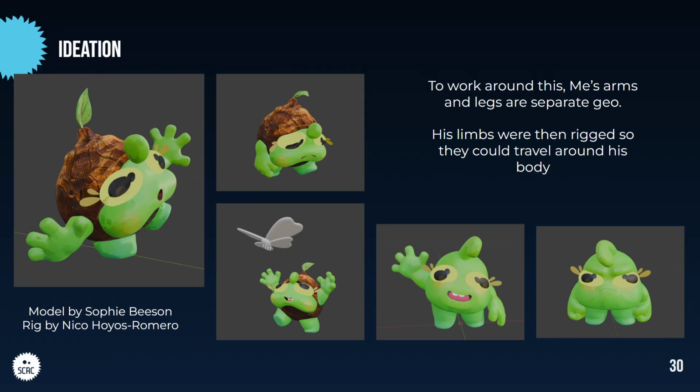But if that conversation hadn't happened and Sophie had just been given a picture of me, she probably would have modeled him with everything together, and then we would have had to go back and change things and change UVs and all kinds of stuff. So again, it's about having everybody involved throughout the process.